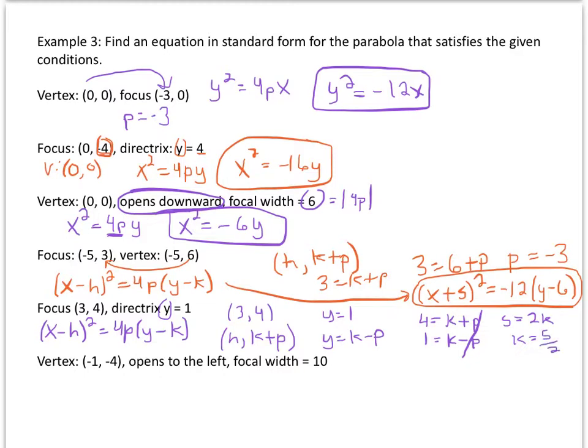Okay, that means I can plug in 5/2 back into my system of equations. I can say 4 equals 5/2 plus p. So I subtract over 5/2 and get 3/2 for p. So I can fill all of this in to my equation, and I should get x minus h, which is 3, equals 3/2 times 4 would give us 6, and y minus k, so y minus 5/2.